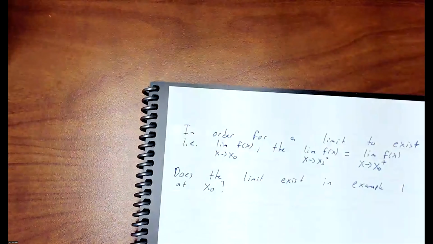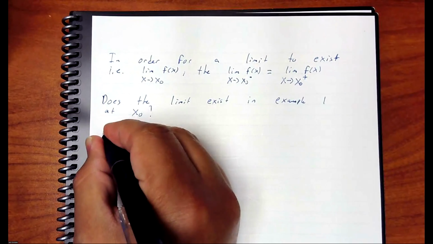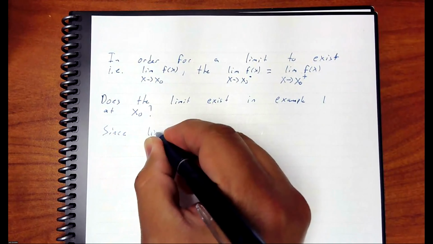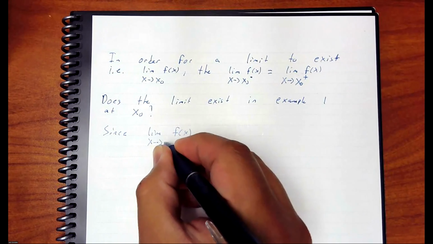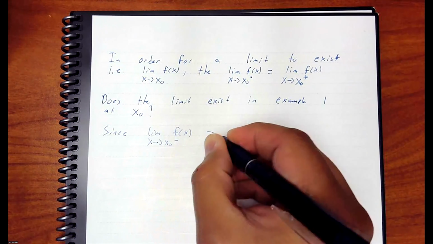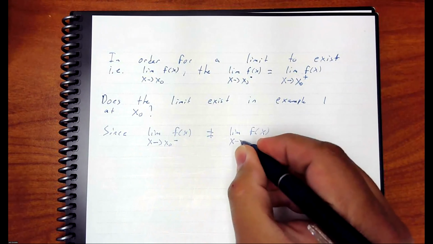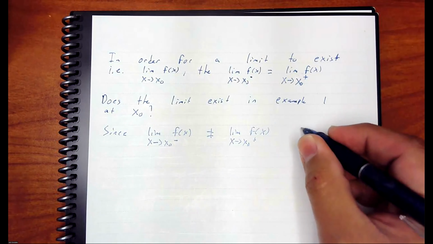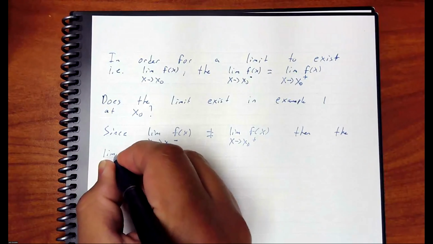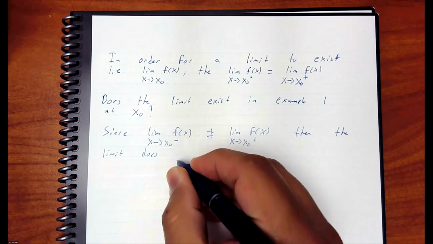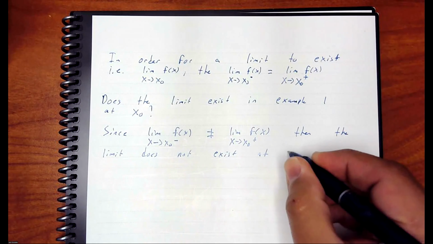So the way we would explain it, in our own words, well, you could put it in plain English if you want, but since the limit of f of x approaching x naught from the left is not equal to the limit of f of x as x approaches from the right, then the limit does not exist at x naught.